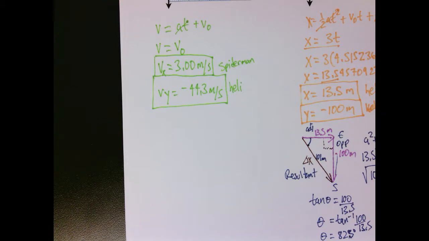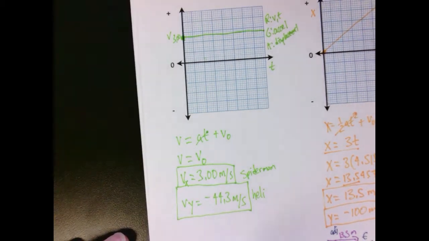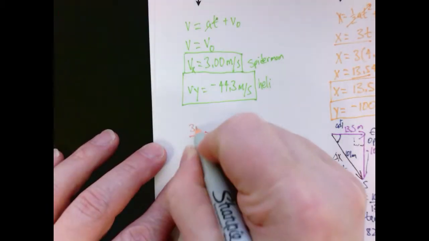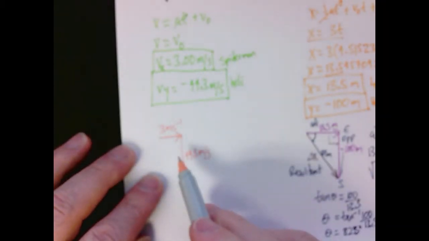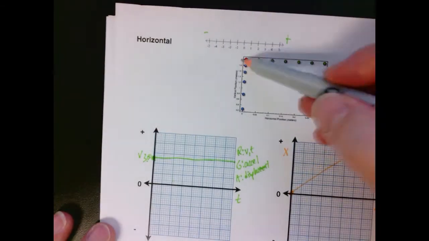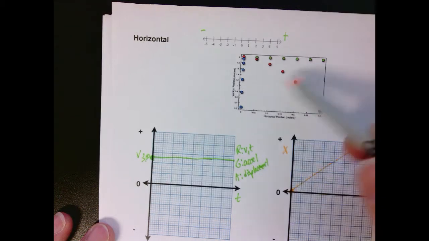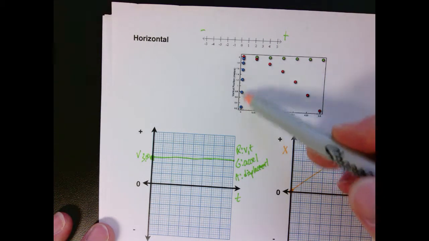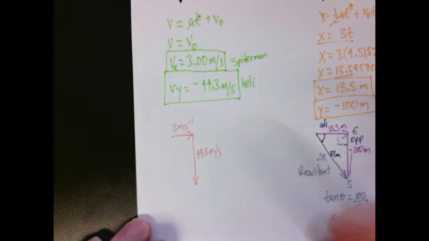So let us consider. We have in the horizontal 3 meters per second. And vertically, we have 44.3 meters per second. You can see that when it's traveling in this parabolic path, it's getting some additional speed because of the horizontal, in addition to just the vertical. So we expect it to be more than 44. And it's the contribution that this 3 makes.